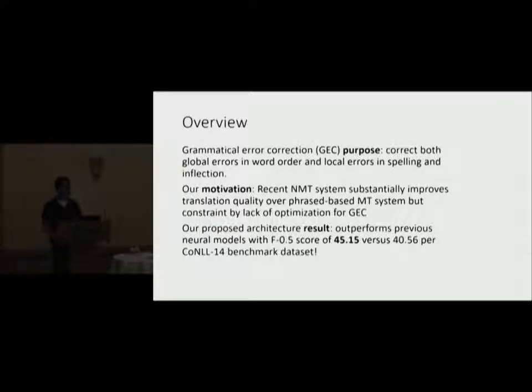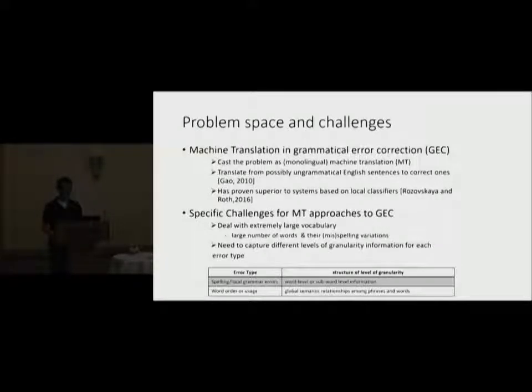So the proposed architecture we come up with has the outcome that we outperform the previous neural network, with a 45.15 score compared to the previous model, based on the CoNLL-14 data set.